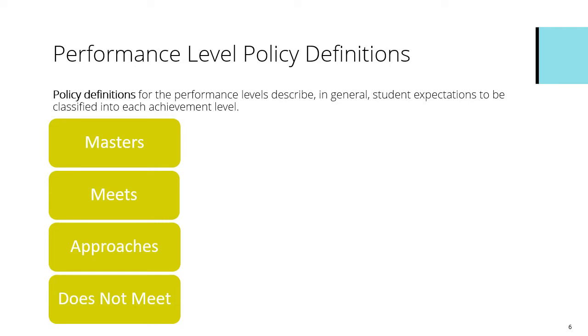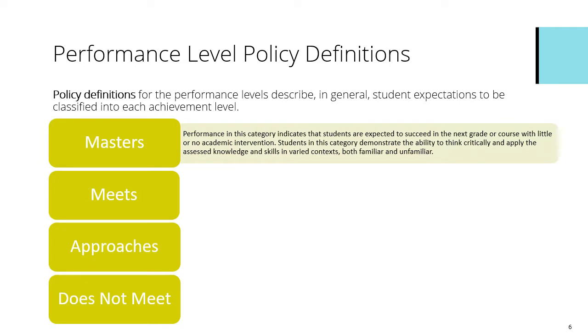One way to understand performance levels is by providing policy definitions for them. For the STAAR performance levels of masters, meets, approaches, and does not meet, policy definitions have been developed. For masters, it includes that students are expected to succeed in the next grade level with little or no academic intervention. Also, they are expected to think critically and apply their knowledge in both familiar and unfamiliar circumstances.